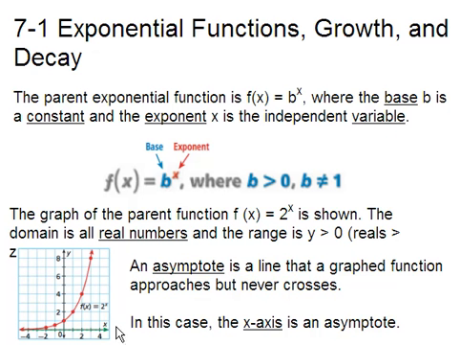An asymptote really is a line. It's kind of a guideline where the graph gets really, really close to it, but never actually crosses it. So in this case, the x-axis is the asymptote.